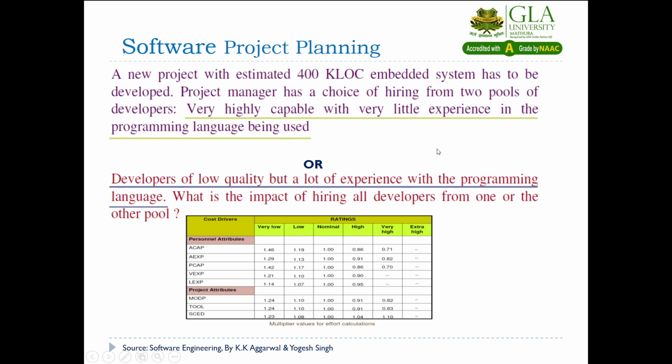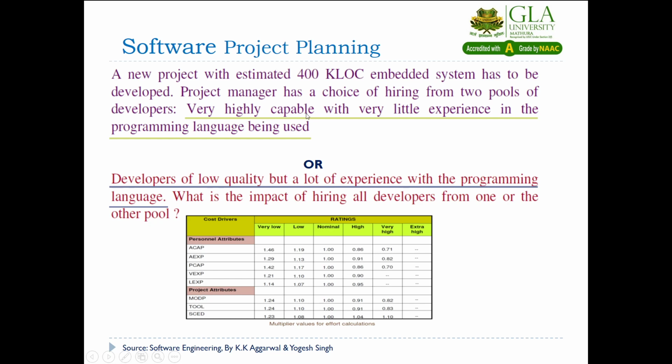Now we take one question: a new project with an estimated 400,000 lines of code, an embedded system, has to be developed. It is already given that you have to develop an embedded system, and the project manager has a choice of hiring from two pools of developers. Now there is a recruitment process. So what will be the computation in terms of effort and duration?